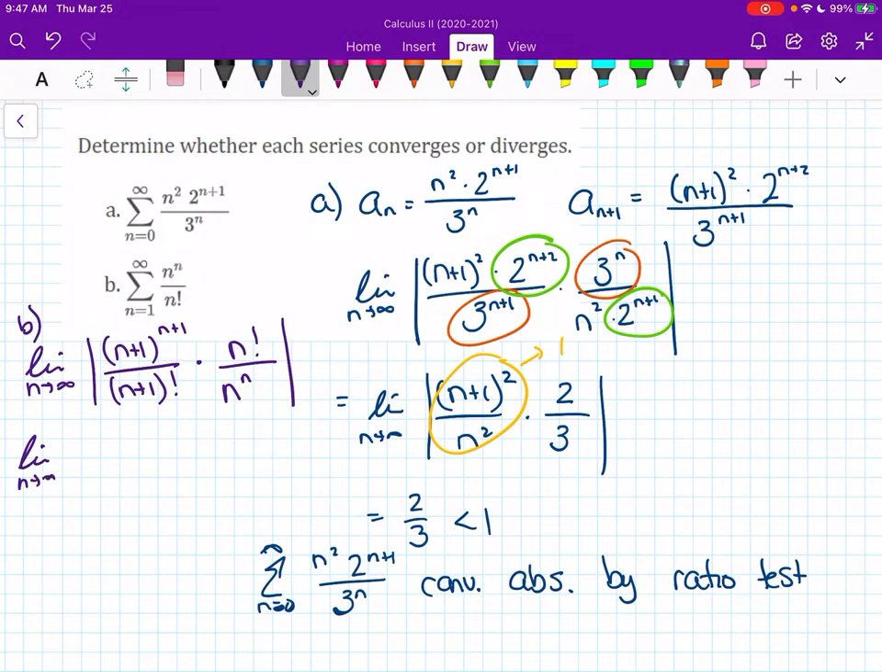So let's see what we can cancel. If I look at my factorials, I can cancel 1, 2, 3, 4, 5, 6, 7, 8, all the way to n. So then I'm going to get n plus 1 to the n plus 1 over n to the n times 1 over n plus 1, wait, let's see here, n to the n.